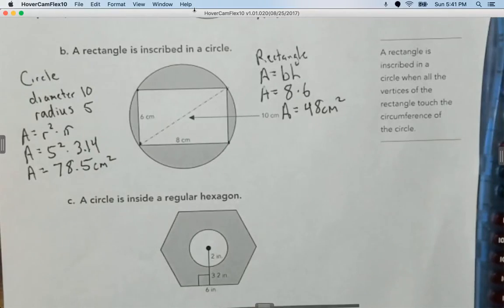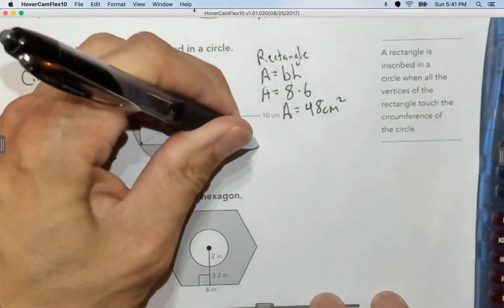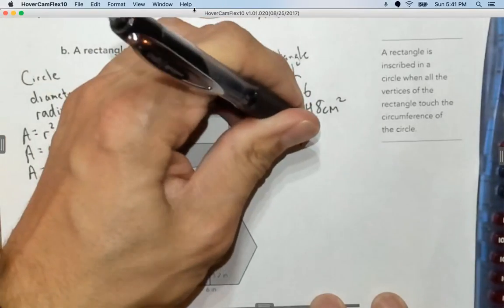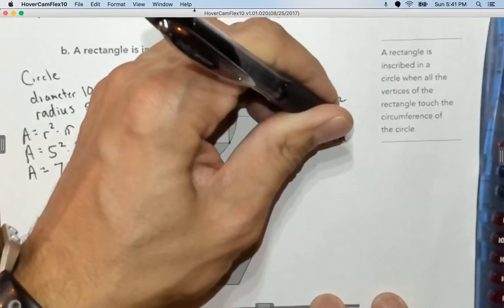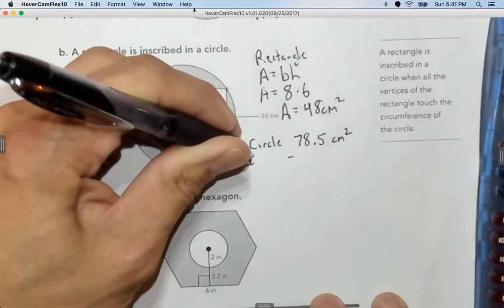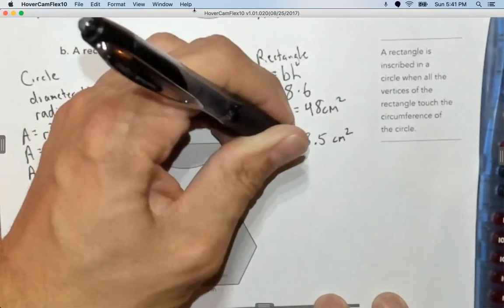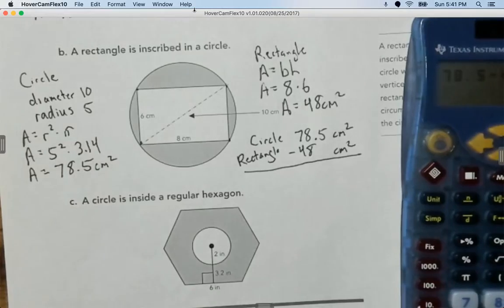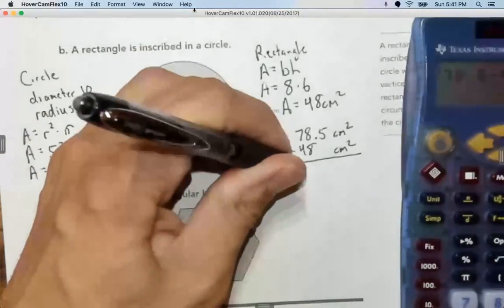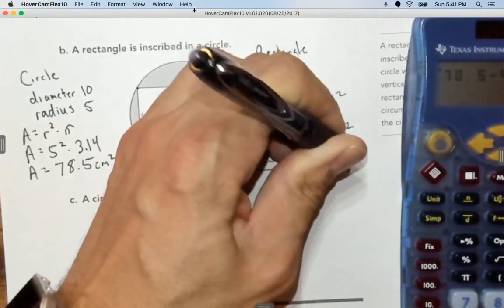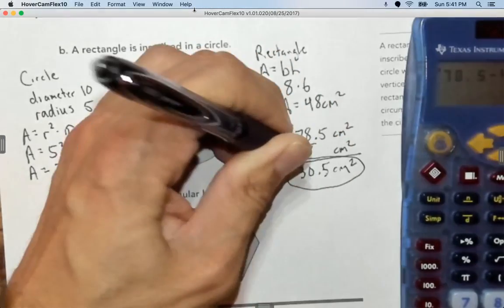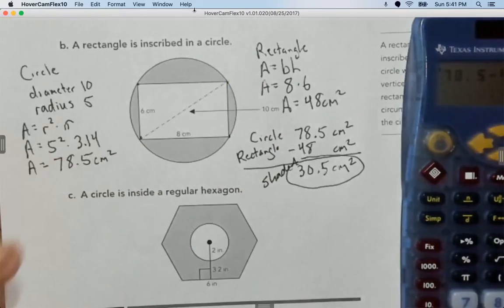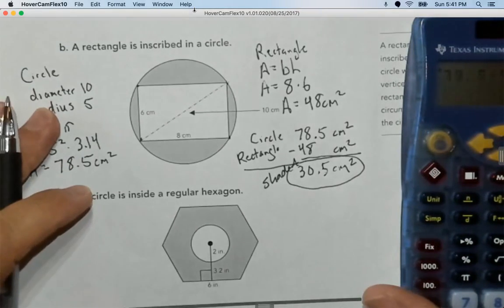And now I take the bigger shaded portion. So I take the circle of 78.5 centimeters squared, and I subtract the rectangle that's not shaded. I subtract out what's not shaded there, and then I should get my answer of 30.5 centimeters squared. And so that is the part that is shaded. So I calculate the area of the larger thing that would be all the way shaded in, then I calculate the area or areas of the smaller things, and I subtract the smaller things from the bigger thing.